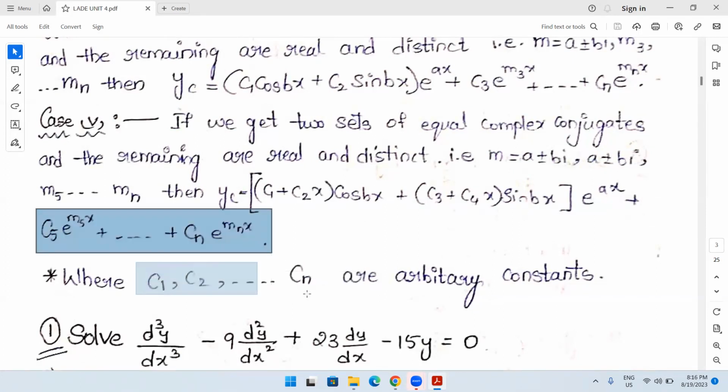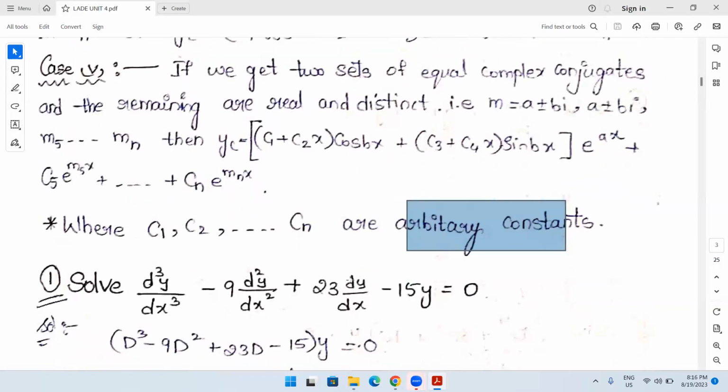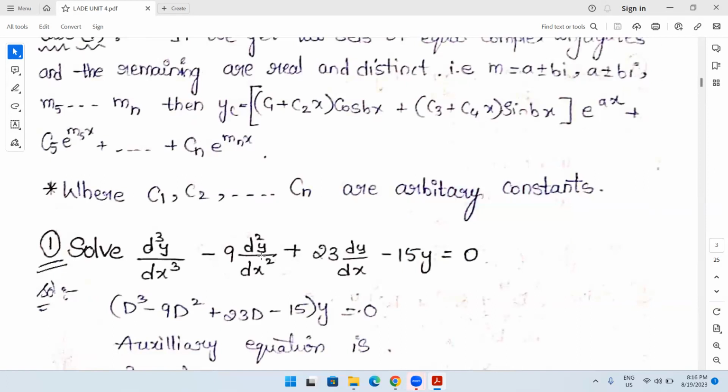Here the constants c1, c2, and so on are arbitrary constants. How many arbitrary constants we get depends on the order of the differential equation. Okay, this is about the introduction of the complex complementary function.